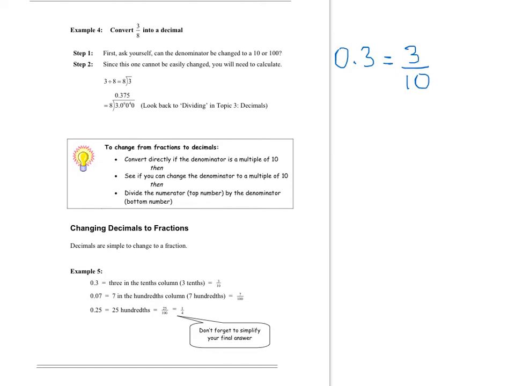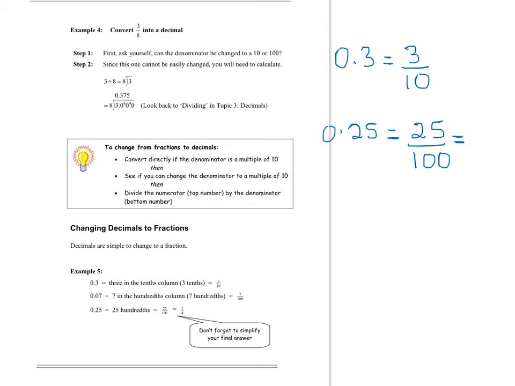We'll look at their 0.25, or if you like, .25. It means the same thing. The 5 is in the hundredths position, the 2 is in the tenths position, so this is 25 hundredths. So that's a fraction, but you should simplify it to its simplest form.